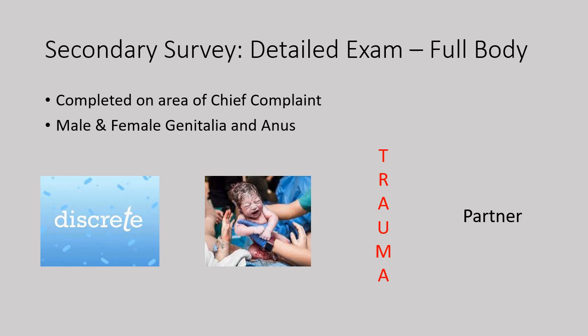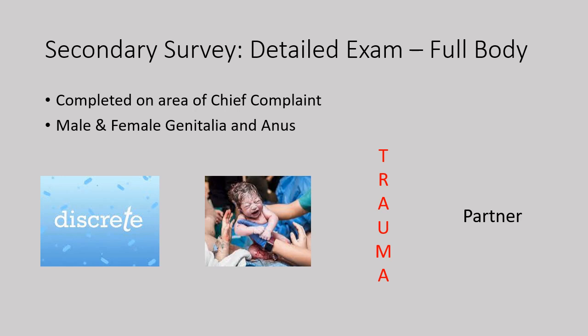When doing an assessment on male and female genitalia and anus area, you need to keep the assessment discreet, and you always need to have a partner with you, normally of the same sex as the patient. So typically this isn't done for normal medical calls unless it is OB pregnancy and you're delivering a baby. But there could be trauma to the area, so it needs to be inspected.